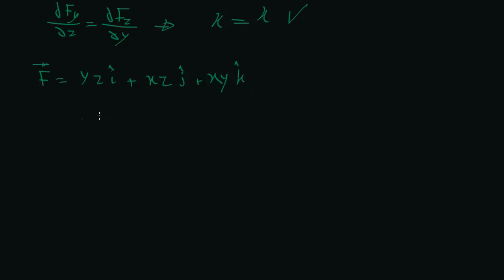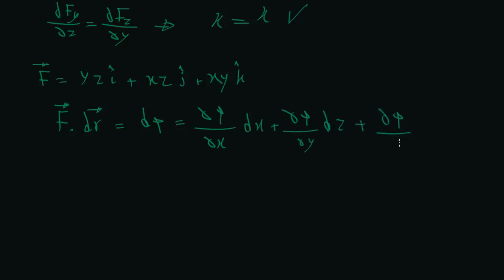So we said that f.dr should be equal to d phi, and that is the derivative of phi with respect to x dx plus the derivative of phi with respect to y dy plus the derivative of phi with respect to z dz.